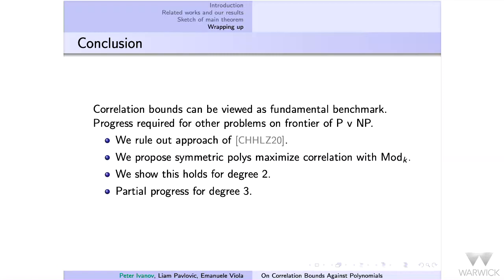We conjecture that, okay, one approach we can consider is that symmetric polynomials maximize correlation with mod k. We proved this conjecture for degree 2 polynomials. We have some partial results for degree 3. So the most natural open problem from this would be to prove it for degree 3, or just to show or disprove the conjecture for any degree, really. I think it'd be interesting. Yeah, I thought about it a little, but it's just very not clear how one might show this.